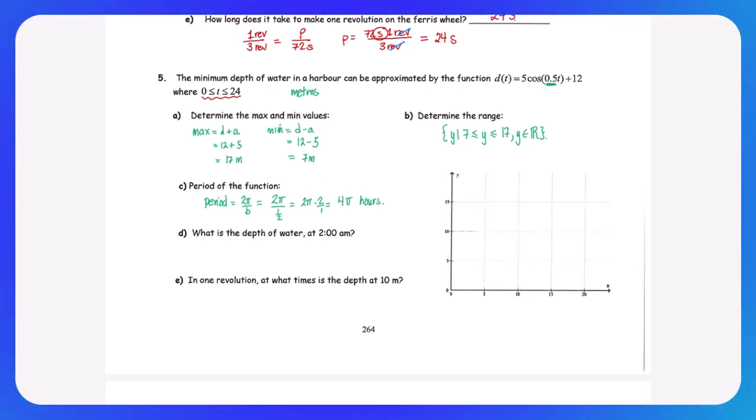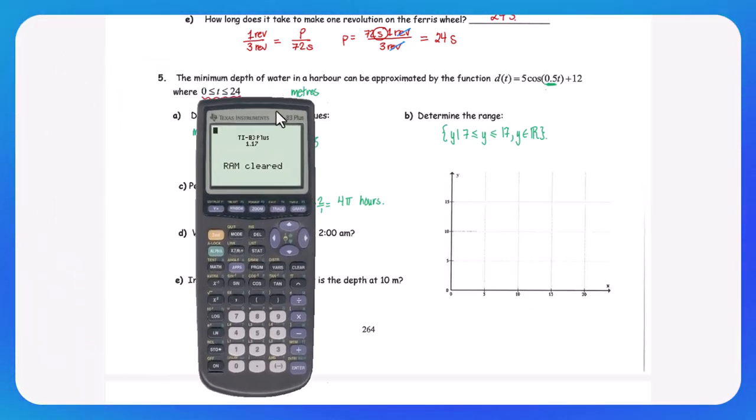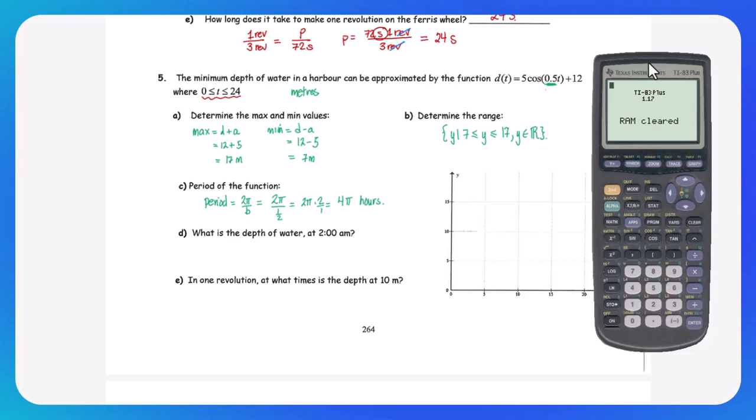So what we're going to do here, we're going to break out our good old calculator, because we can graph sinusoidal functions on our calculator to figure out some unknown value. So let's go ahead and put in 5 cosine 0.5. For our t, we're going to put x, and we're going to close the bracket. If you don't close the bracket, it's not going to graph properly, and we're going to put in plus 12.